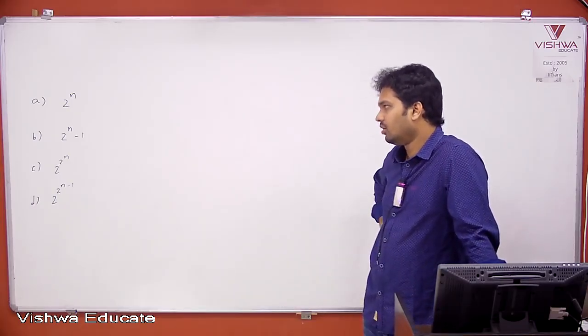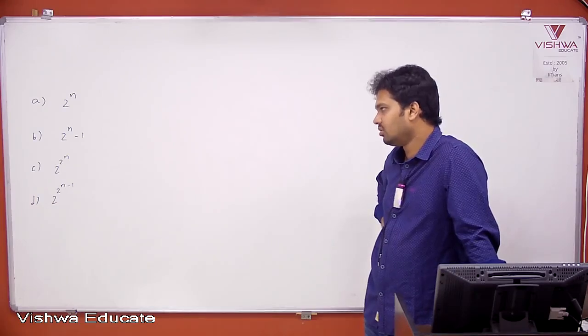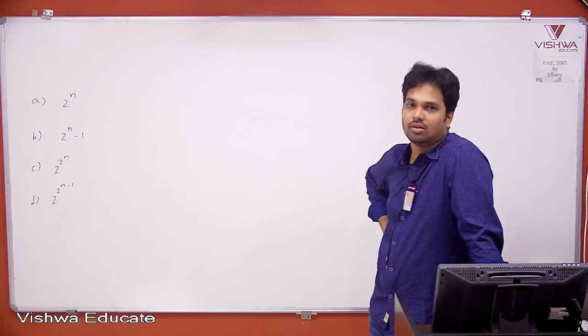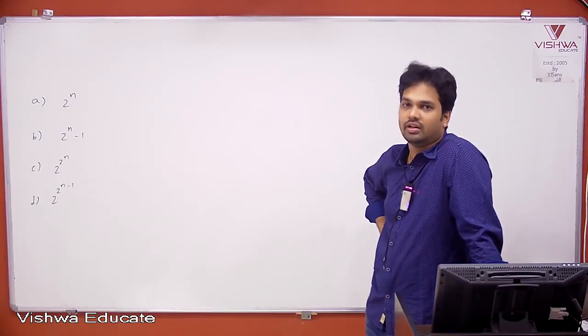2 power n, 2 power n minus 1, 2 power n, 2 power n minus 1. So what is the answer? The answer is definitely not 2 power n. Let us see what the answer is.